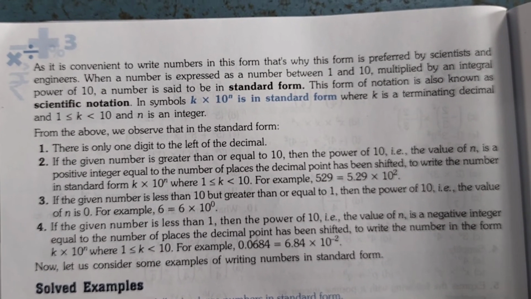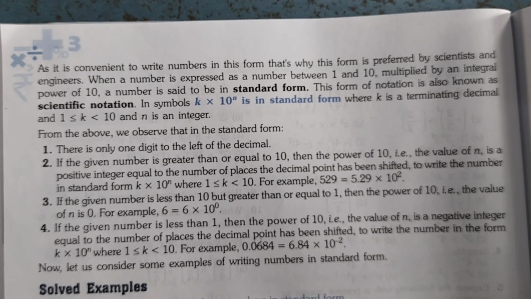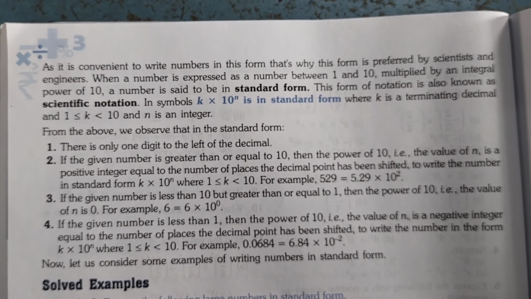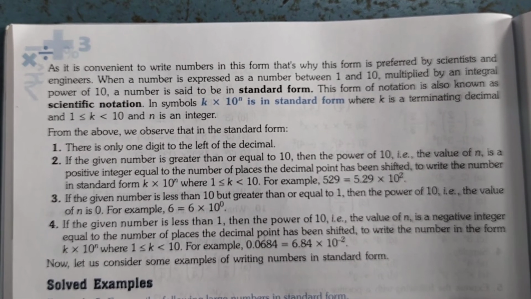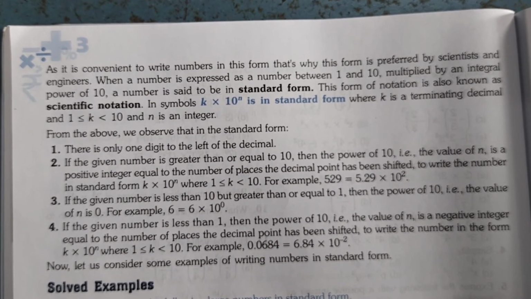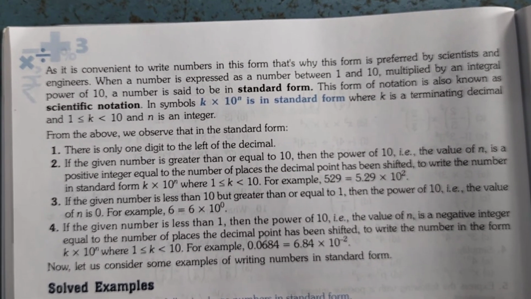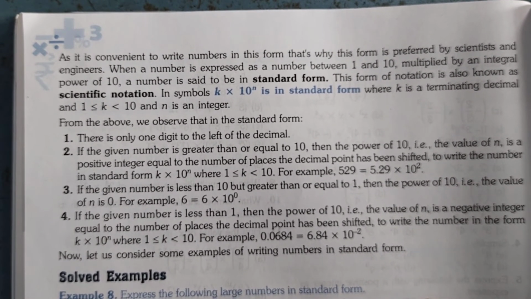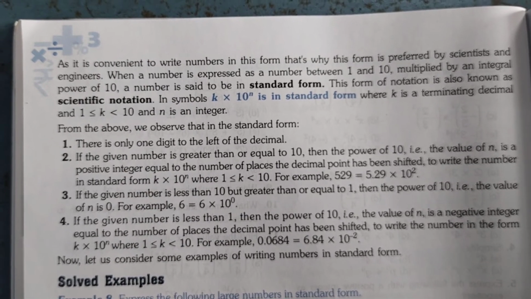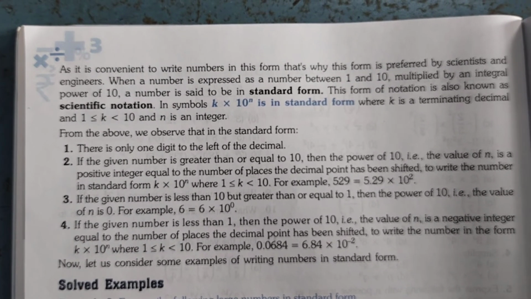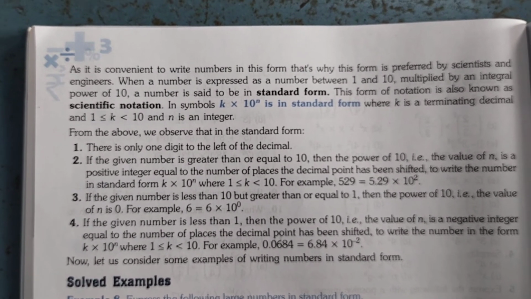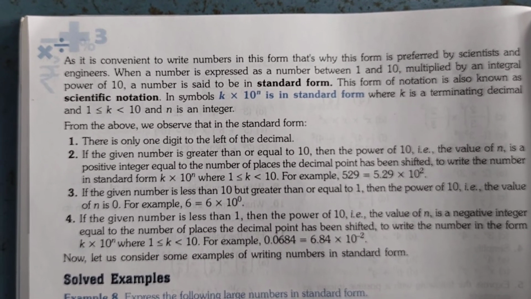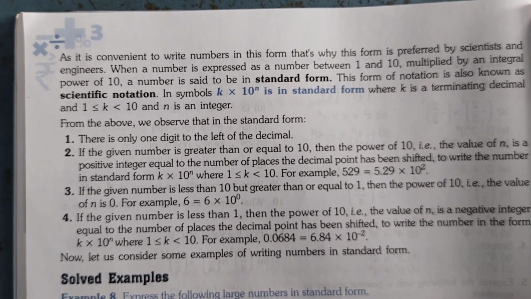And if the given number is less than 10 but greater than or equal to 1, then the power of 10, that is the value of n, is equal to 0. For example, 6 is 6 into 10 to the power 0. The value is greater than 1 and less than 10, so we represent it like this.